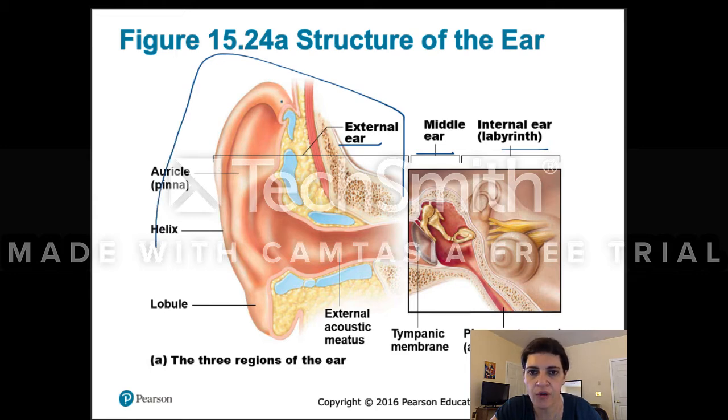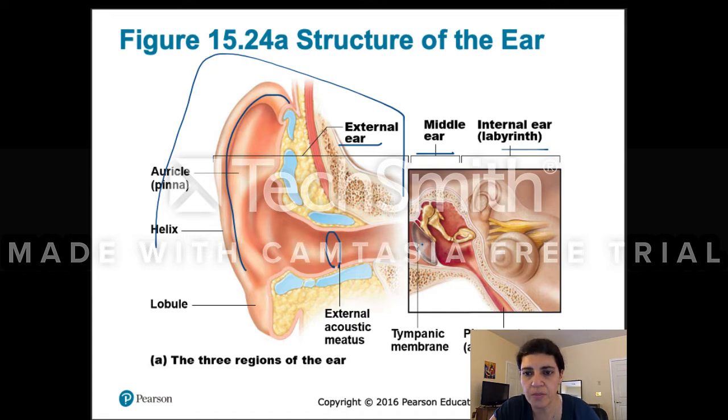And you have the auricle or pinna, which is this round structure that we can see. And you have the external acoustic meatus that goes through the bone, the temporal bone. The rest, from middle to inner ear, internal ear, all this part inside the square is inside the temporal bone. Everything is inside the bone, okay?